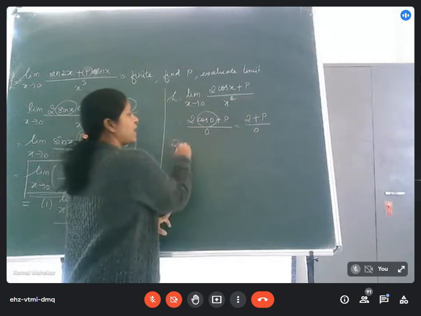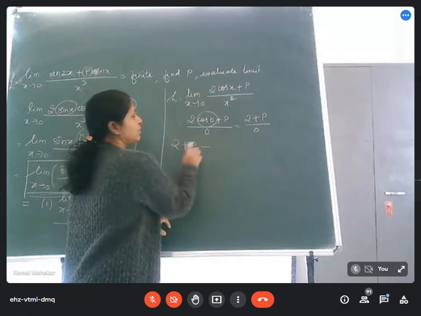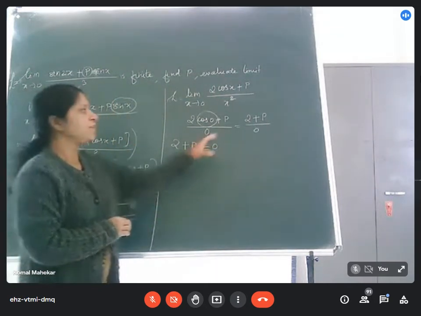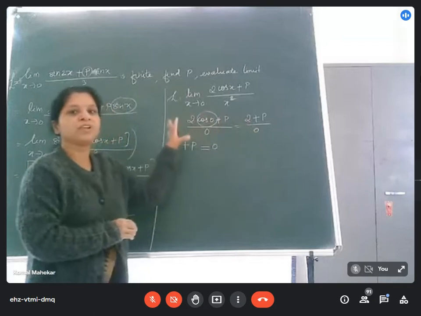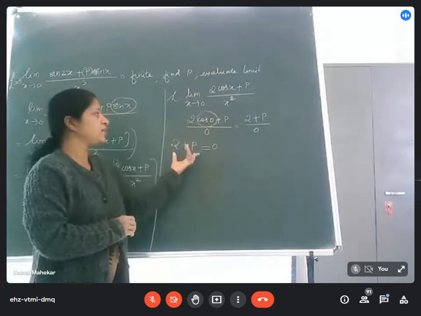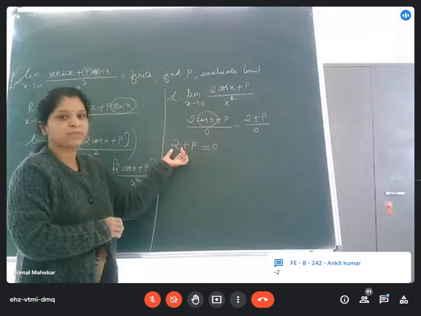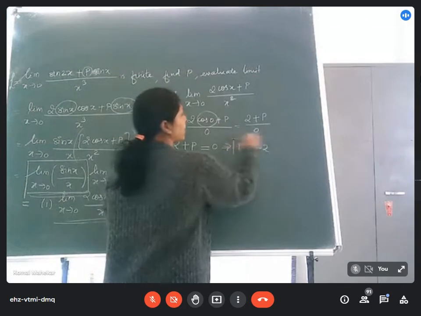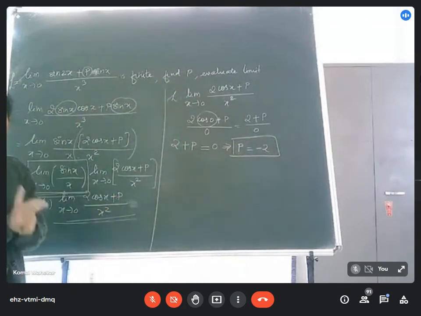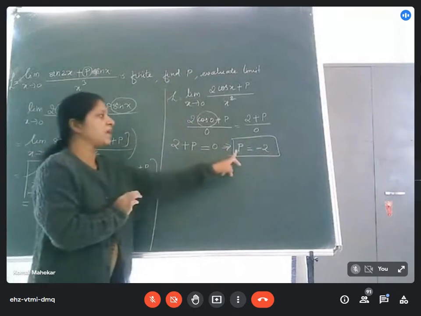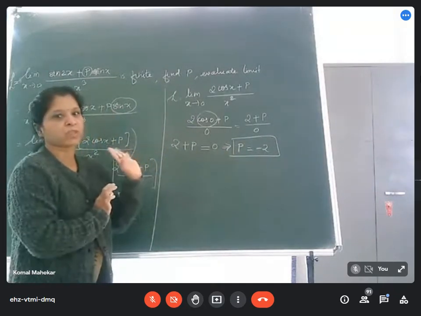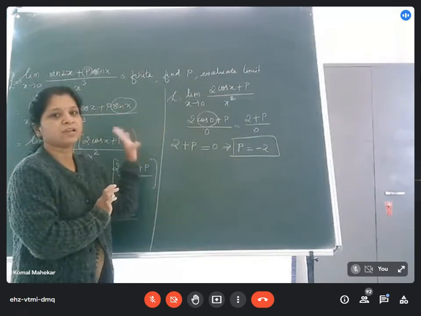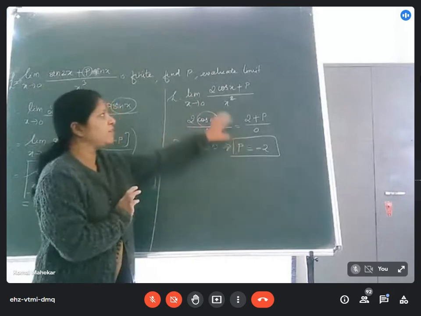So we will equate this 2 plus p with 0. Equating the numerator with 0. If it is in 0 by 0 form, then only you will get a finite limit. So we will equate this 2 plus p with 0. So value of p is equal to minus 2. We get p is equal to minus 2. So this is the first part in which we calculate the value of constant p. Now using this value of p, in the second part we will find out the limit. With the help of this p, evaluating the limit.